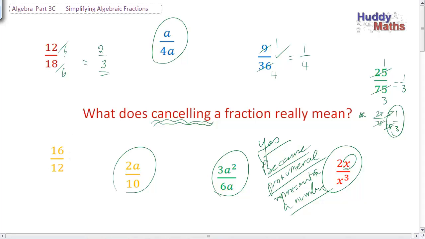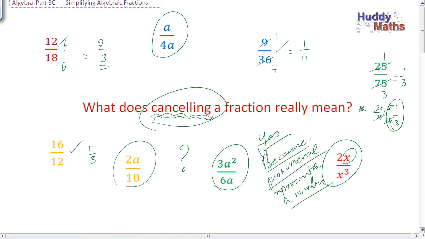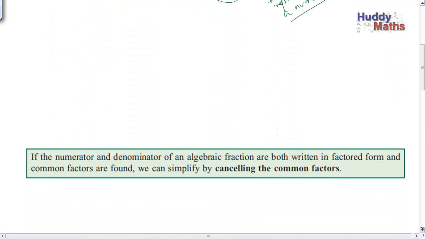Okay, so you might have a go at 16 over 12 and see if you can make that come to 4 over 3, or 1 and 1/3. Our emphasis in this unit, on this presentation, is what does cancelling mean? Dividing top and bottom of a fraction by a common factor, and we're going to try and do it with algebraic fractions. So come on down and let's have a look at what we can do there.